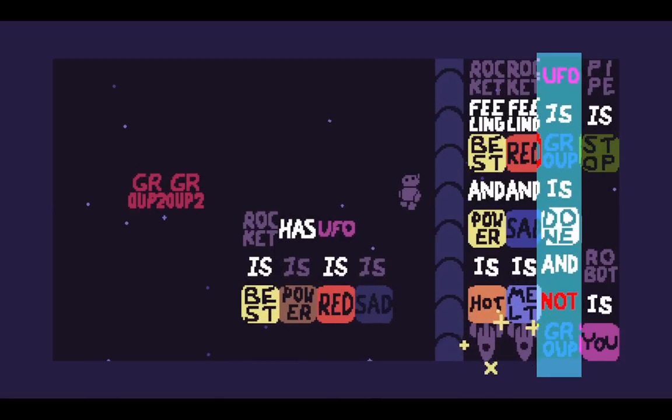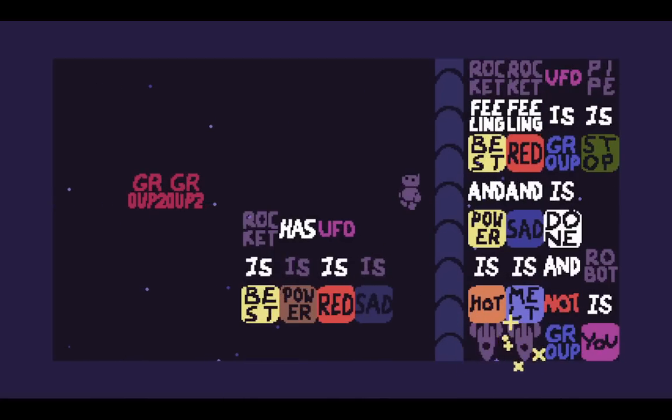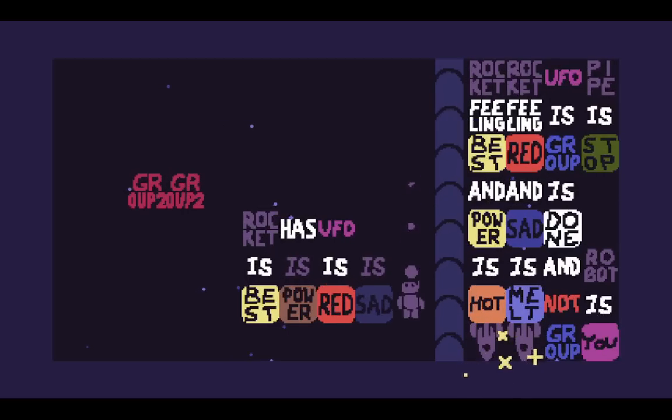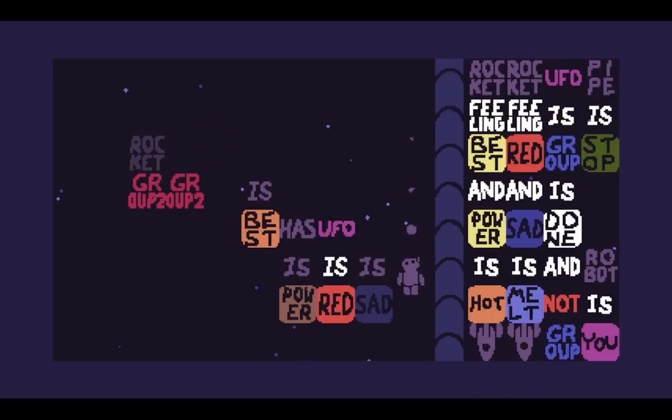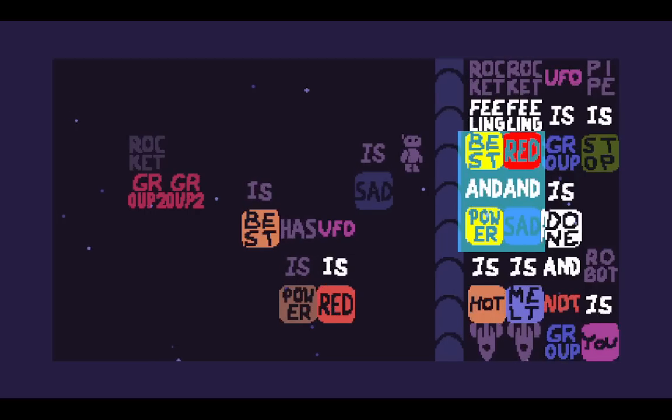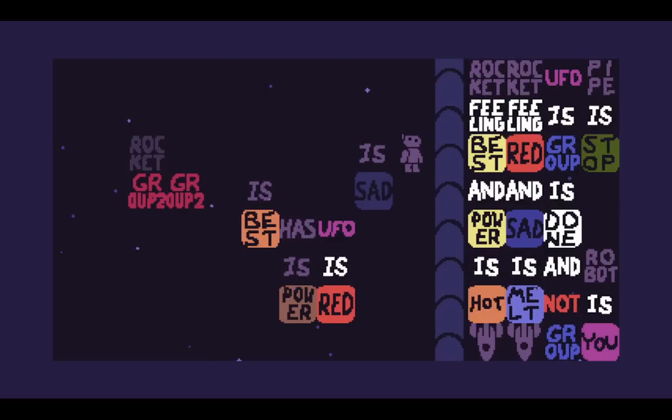Do I just need to make UFO a group? No, actually the idea is probably to make a UFO in the first place. So we only have rockets and no UFOs. So we need to turn the rocket into a UFO. So this must be maybe the cross trick? We clearly need best, red, power, and sad. All of these properties here basically have no effective meaning, but they're being used to have a meaning in this level. We need the rocket to be feeling best, power, red, and sad at the same time.